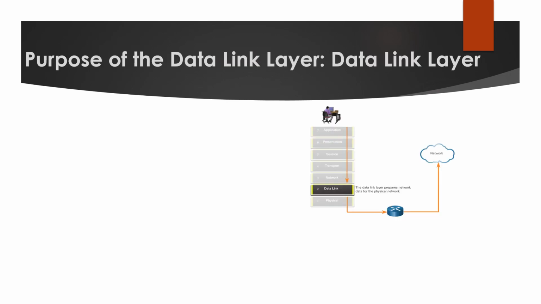The data link layer of the OSI model, as it is shown in the figure, prepares network data for the physical network. The data link layer is responsible for network interface card to network interface card communication. The data link layer will enable upper layers to access the media, where the upper layer protocol is completely unaware of what type of media is used to forward the data.